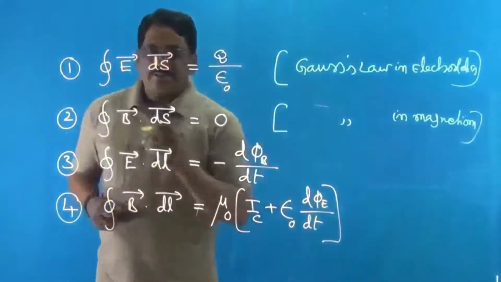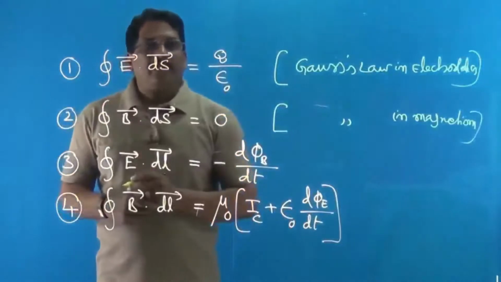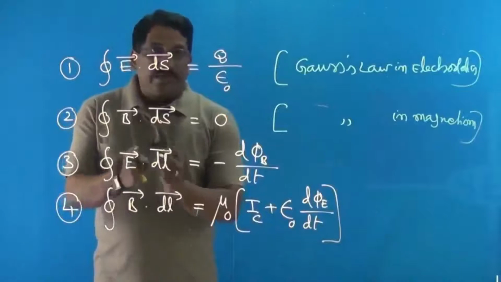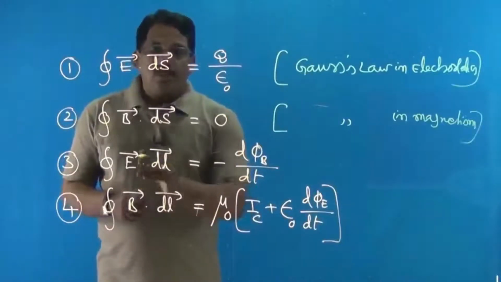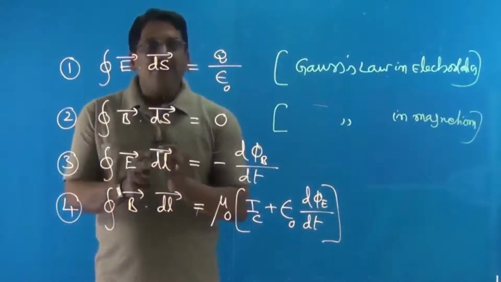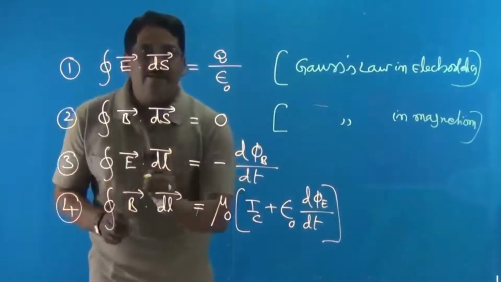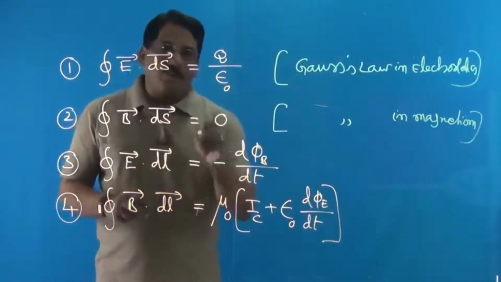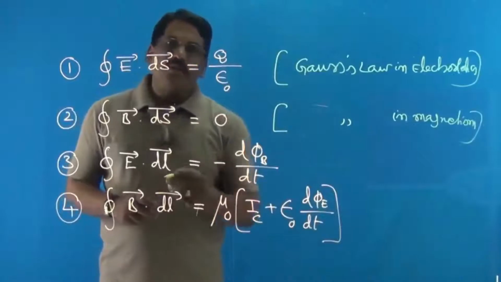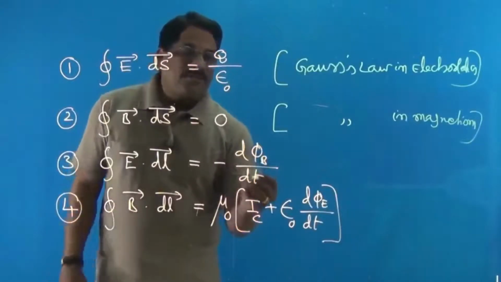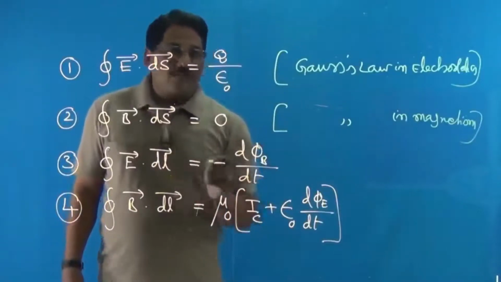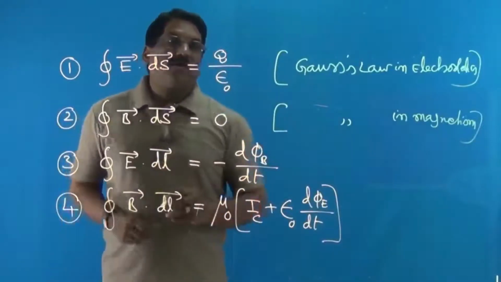And coming to the third equation, the line integral of the electric field over a closed path, that is the EMF induced in a circuit. The other way, the EMF induced in a closed path or closed circuit is equal to the time rate of change of magnetic flux through that circuit. Of course, the negative sign here is in accordance with Lenz's law.